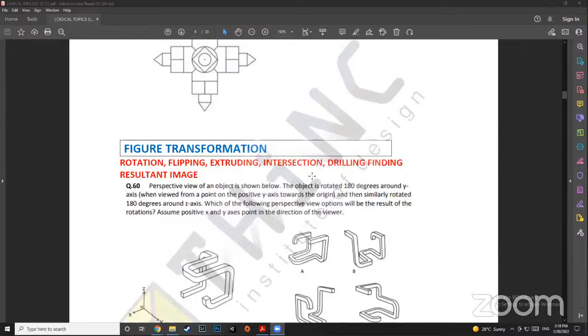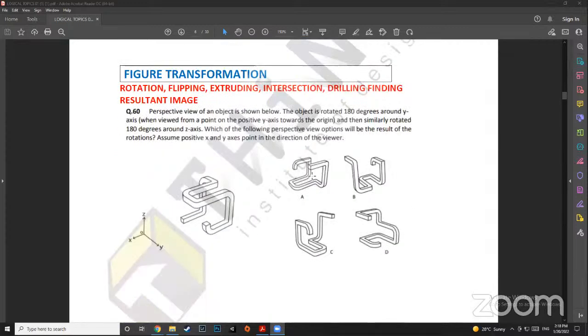Then there is something called figure transformation. In figure transformation, what happens is they will give you a shape, right? And then they can do many things in figure transformation, right? So this is a 3D shape. They'll give you the shape. They'll tell you, transform it 90 degrees like this. Then once you've done that, transform it 90 degrees like this, and then transform it 90 degrees like this. What will you get as the answer?